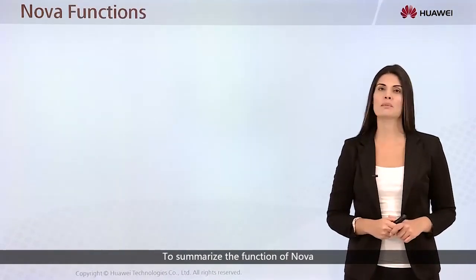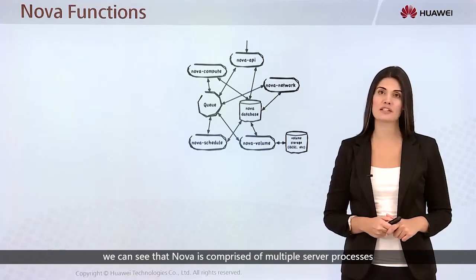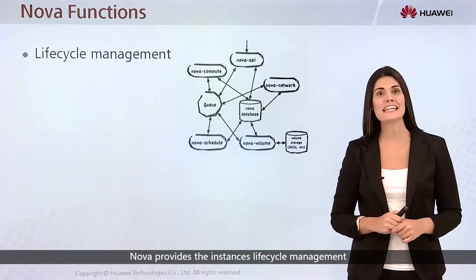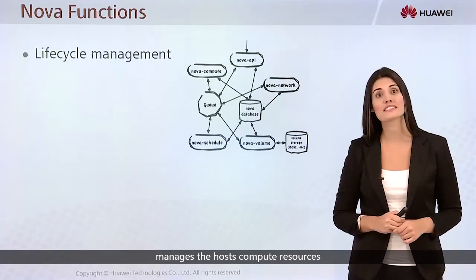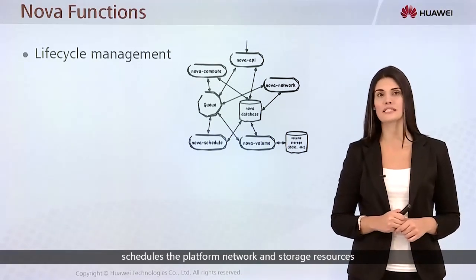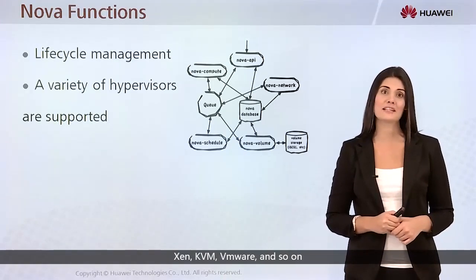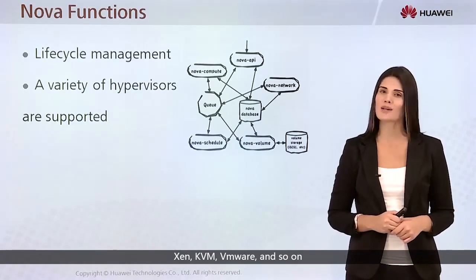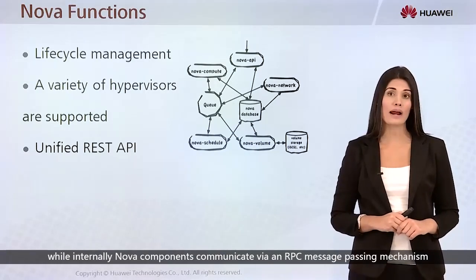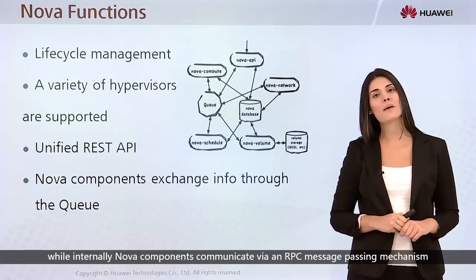Well, this is the process of how the Nova components complete the creation of a virtual machine instance. To summarize the function of Nova, we can see that Nova is comprised of multiple service processes performing different functions. Nova provides instance lifecycle management, manages host compute resources, and schedules the platform's network and storage resources. Nova supports a variety of hypervisor technologies, Xen, KVM, VMware, and so on. The user-facing interface is an OpenStack REST API, while internally Nova components communicate via RPC message passing mechanisms.